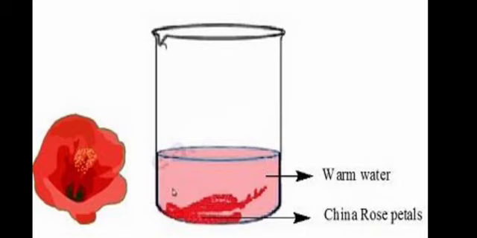Add the drops of the indicator to the solution. What is the effect of the indicator on acidic, basic and neutral solutions? China rose indicator turns acidic solution to dark pink or magenta and basic solution to green. Now we have learned that acids turn blue litmus red and bases turn red litmus blue. Let us see what happens when an acid is mixed with a base.